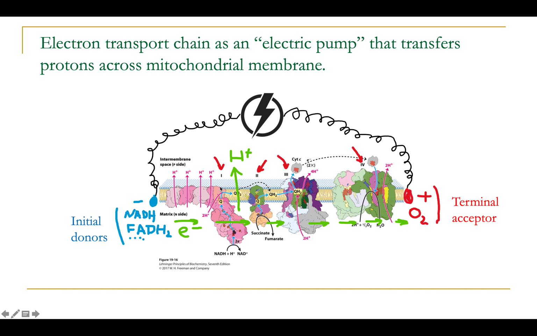4 of these units are large multiprotein complexes embedded in the inner mitochondrial membrane, which are referred to as complex 1, complex 2, complex 3, and complex 4. And the 2 others are, respectively, a small membrane-soluble molecule called ubiquinone, and a small soluble protein, cytochrome C, which is present in the intermembrane space between the inner mitochondrial membrane and the outer mitochondrial membrane.